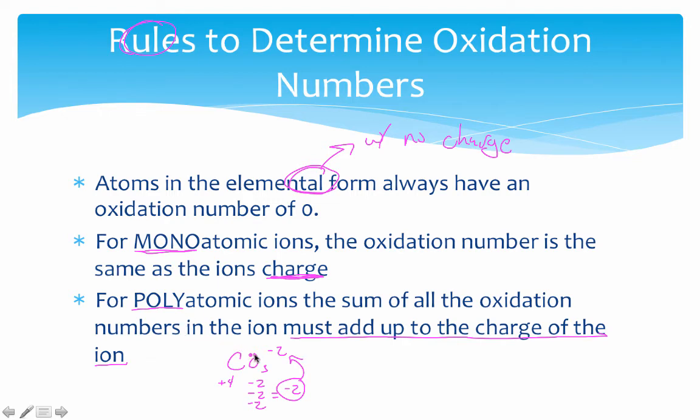So by knowing the charge of one of the atoms in the ion, it allows us to determine the charge of the other atom. Now by knowing the oxidation state, it allows us to determine the oxidation state of the other atom.